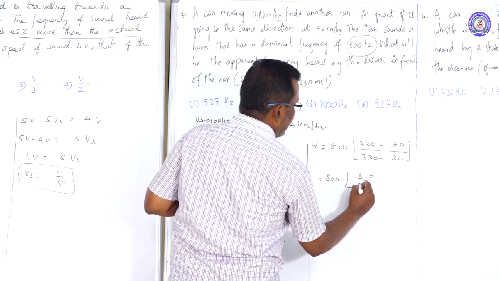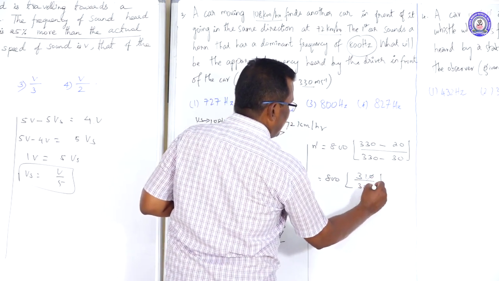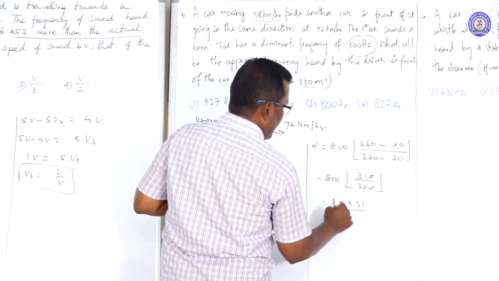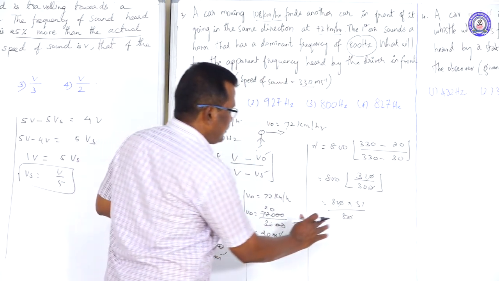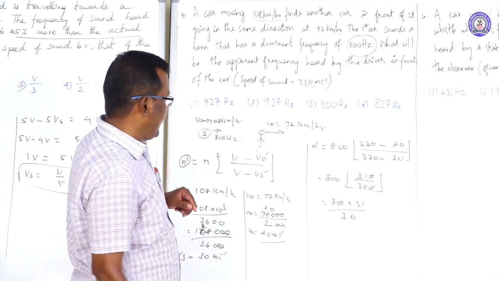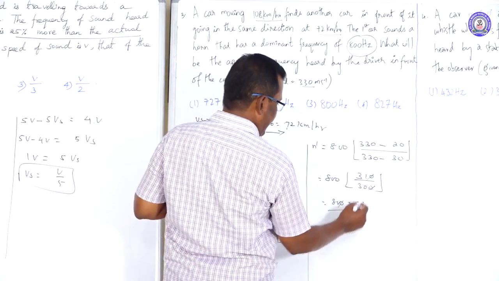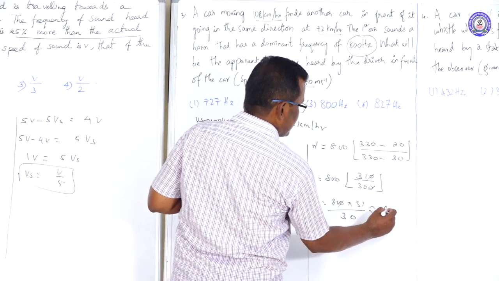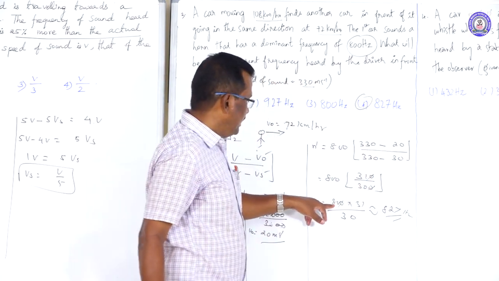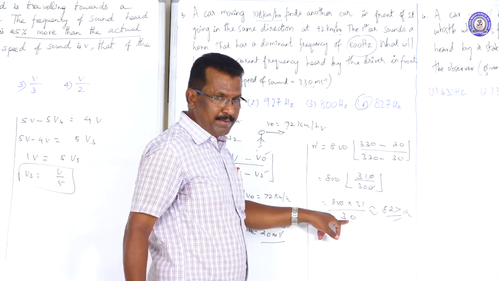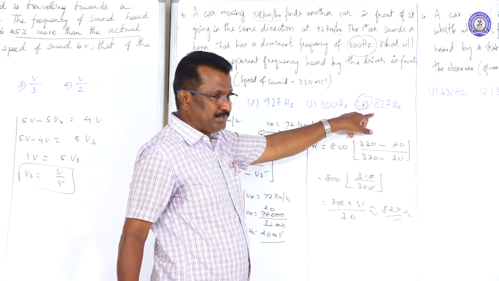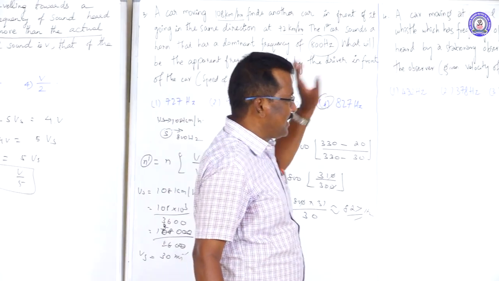That is 310 divided by 300, which is 31 divided by 30. If you simplify, 800 times 31 divided by 30, you will get 827 hertz. 827 hertz is the fourth option, which is correct.